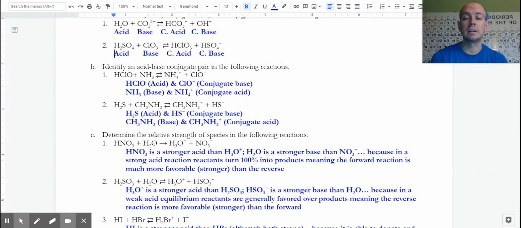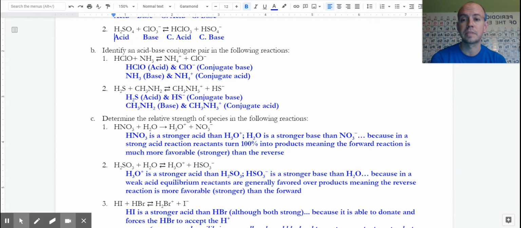A conjugate pair is one that differs by a hydrogen ion. So they're going to have one difference in terms of the number of hydrogens and one difference in terms of the charge. The acid always has more of each of those. It has one more hydrogen and a charge that is one higher. So my acid to my base and my acid to my base, and they are conjugates of one another. Although these are the HClO and the NH3, an acid and base that are on the same side of the reaction, they are not conjugates of one another.